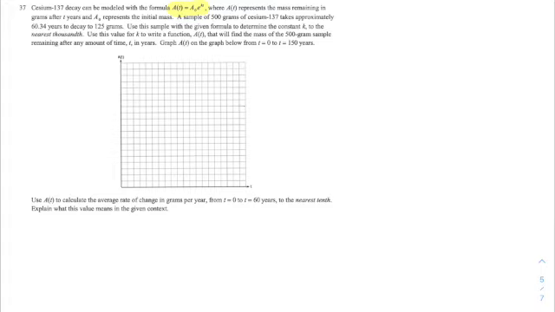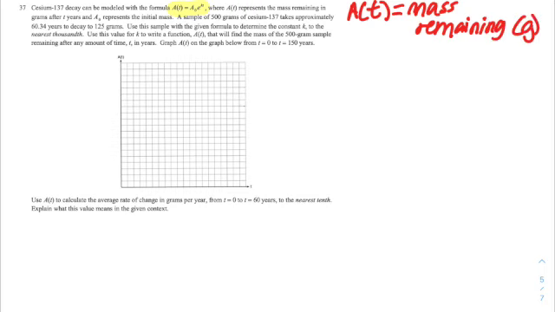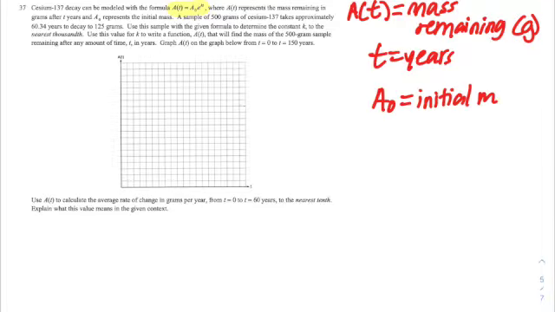Where A of t represents the mass remaining in grams after t years. It's important, let's write that down. So we know that A of t equals the mass remaining. Okay, and this is going to be in grams, as it says here, and that's after t years. So t is the years. And A of 0 represents the initial mass. So A0 is the initial mass.